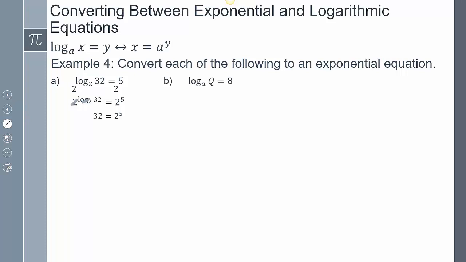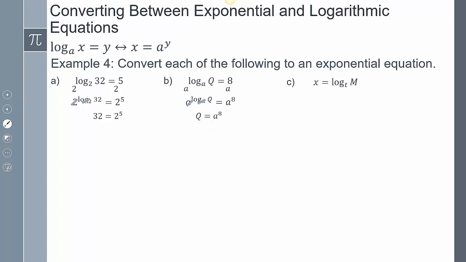For b here, I have log base a of q equals 8. So to get rid of this log base a, I have to take base a to both sides. It's kind of like I'm turning this into the new exponent. And so I have a to the log base a of q equals a to the 8th. Now these are going to cancel out, and so I'm left with q equals a to the 8th.